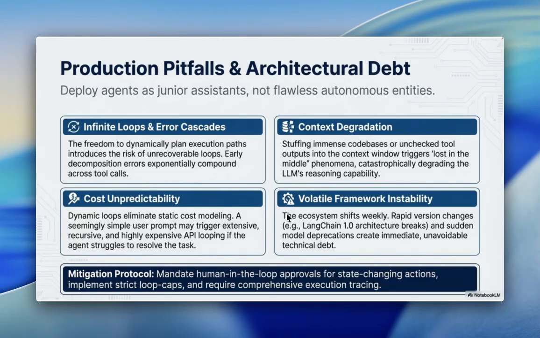Context degradation: stuffing immense code bases or unchecked tool output into the context window triggers the lost-in-the-middle phenomenon, catastrophically degrading the LLM's reasoning capability. Volatile frameworks: the ecosystem shifts weekly. Rapid version changes, for example LangChain 1.0 architecture breaks, and sudden model deprecations create immediate, unavoidable technical debt. Mitigation protocol: mandate human-in-the-loop approval for state-changing actions, implement strict loop caps, and require comprehensive execution tracing.